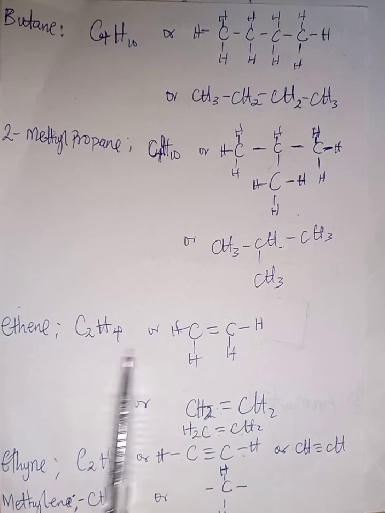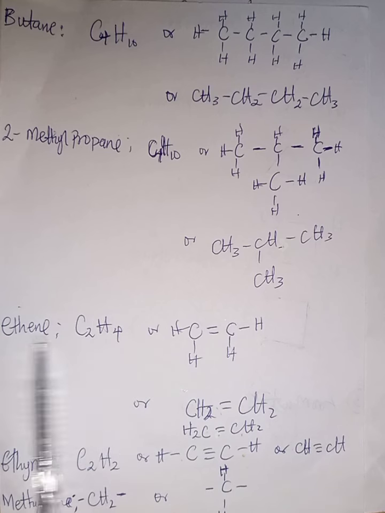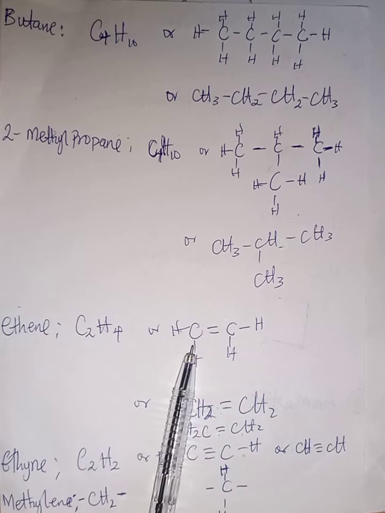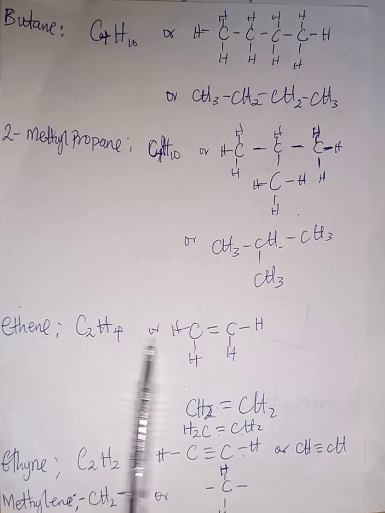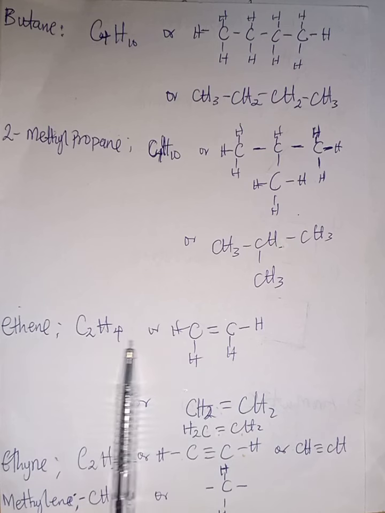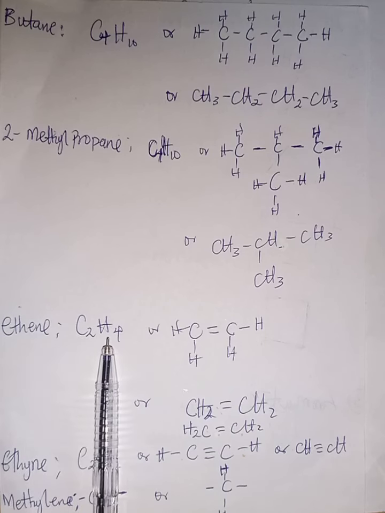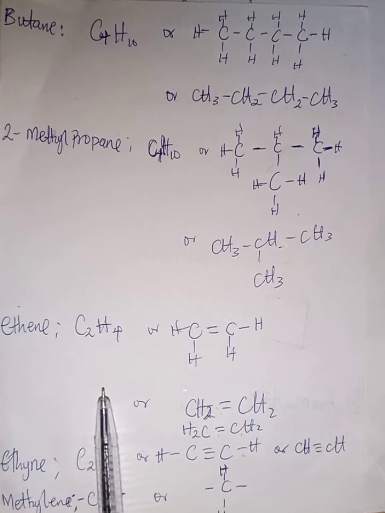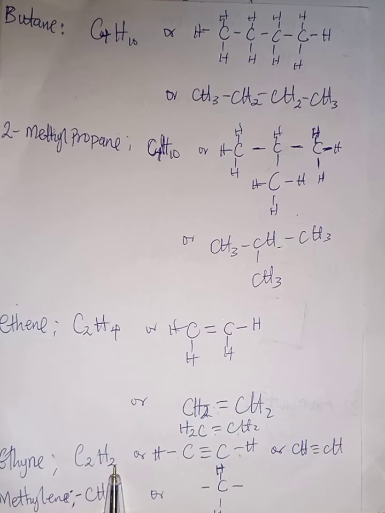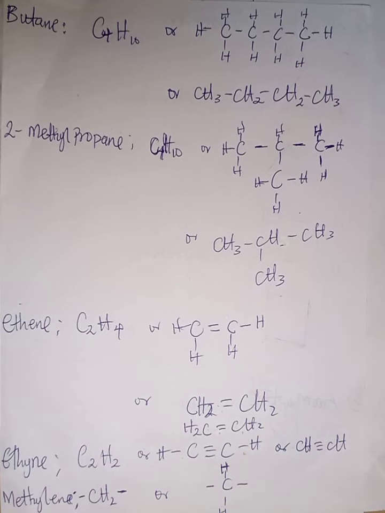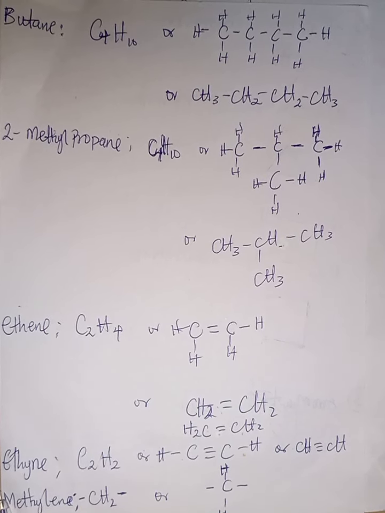So the trivial name of the alkenes is olefins. That's the trivial name of the alkenes. Take note of that. It's also very, very important. I will explain this when I get to homologous series. I will also explain more of these alkenes and alkynes. So ethyne is C2H2.